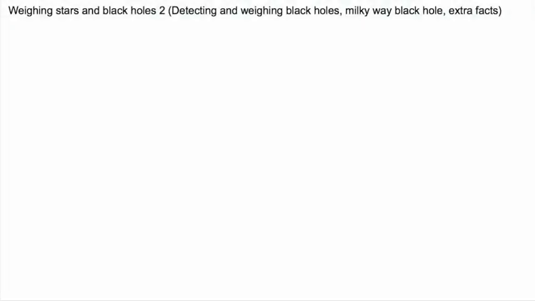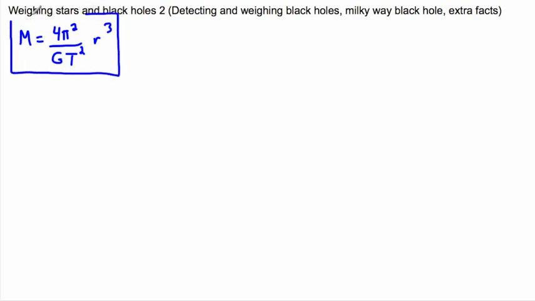In the last set of videos, we were looking at how to weigh stars. And the way that we looked at weighing them was, as long as we knew some features, we could actually calculate the mass. And the mass of the star was actually found by this. If you remember the last videos here, it was 4 pi squared over G T squared times r cubed. This right here was our sort of magic equation. Remember what everything here meant now.